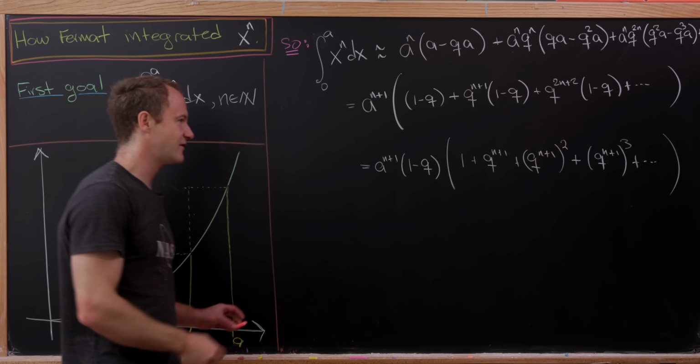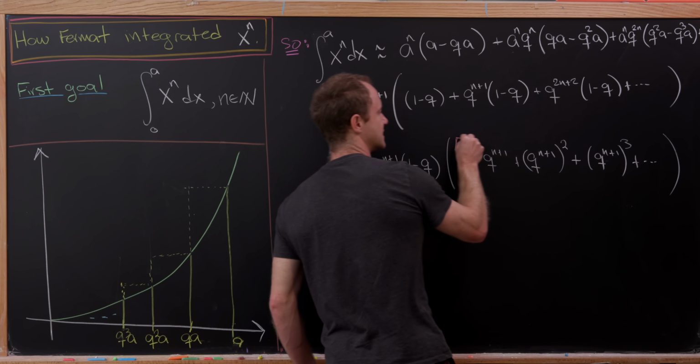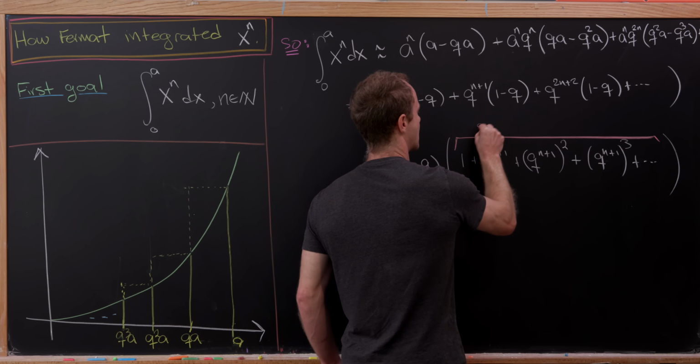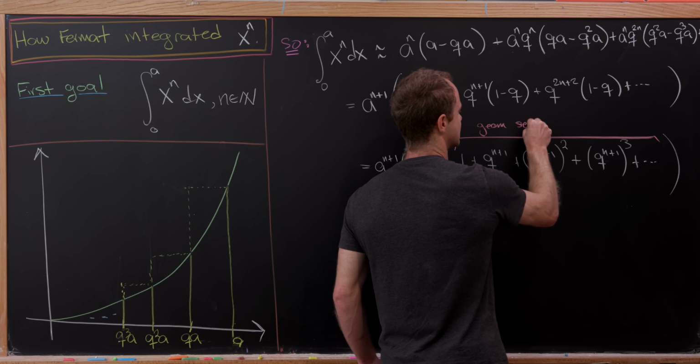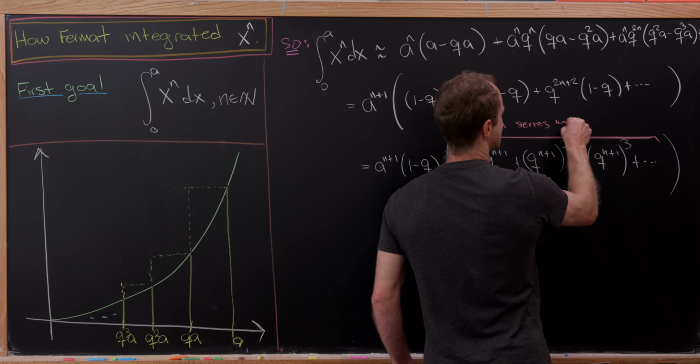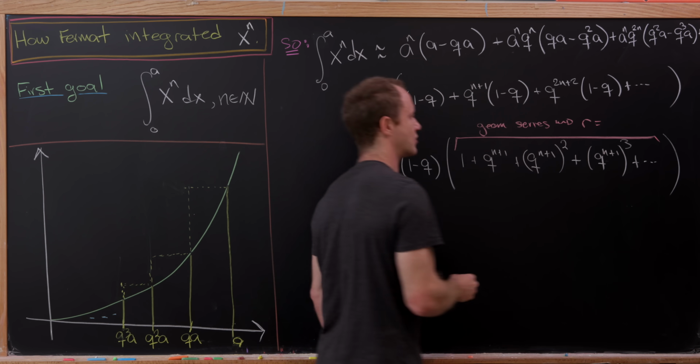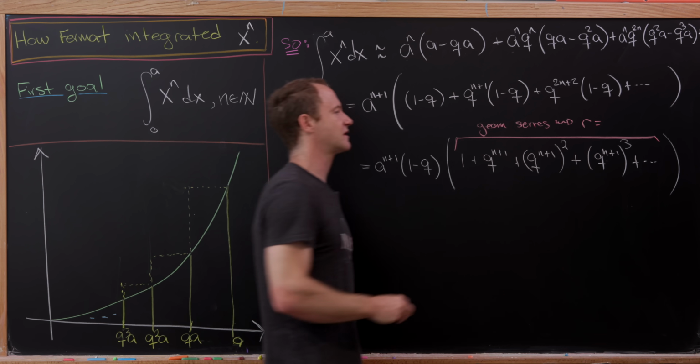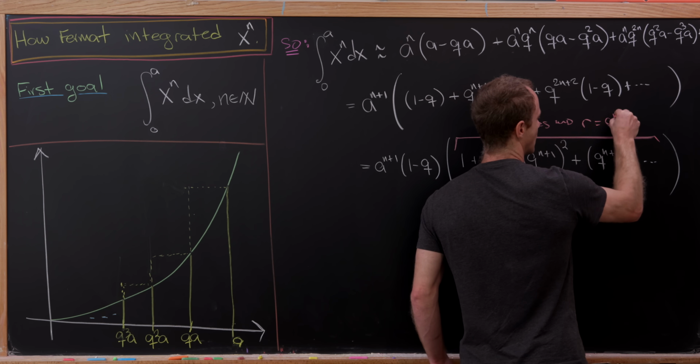But what do we have here? Well, we've got a geometric series. So let's point that out. Here's a geometric series. And what's our common ratio? I'll call our common ratio R, but it's pretty clearly q to the n plus 1.